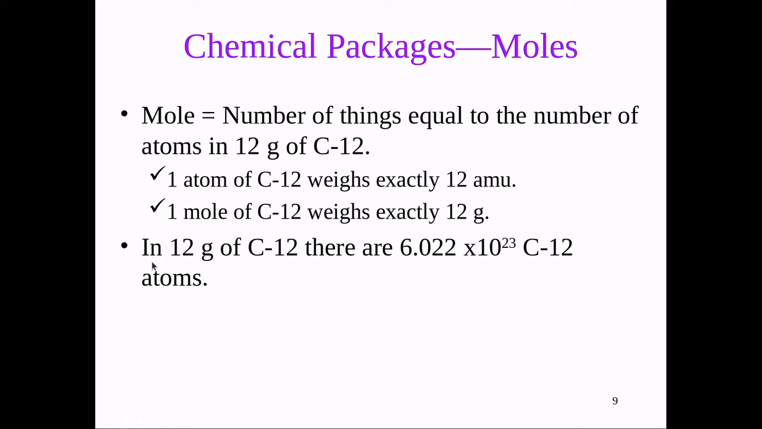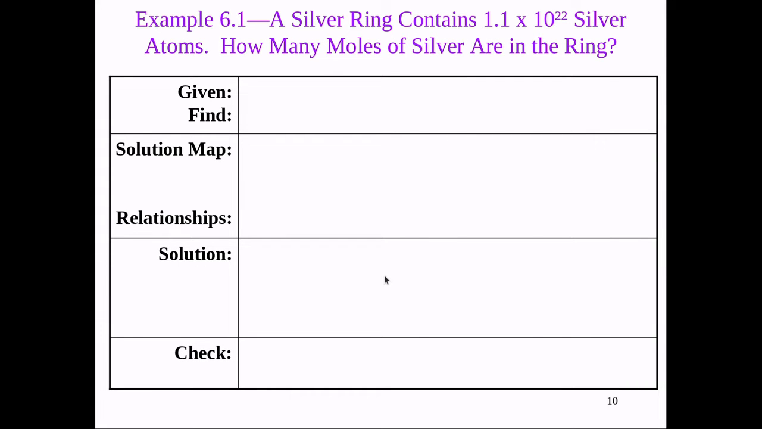So the logic also extends that if they're in 12 grams, there's 1 mole, that there's 6.022 times 10 to the 23rd atoms in that, because that's how many atoms there are in a mole. Okay? Let's take a look at a problem and see how we can start applying what we've just learned.